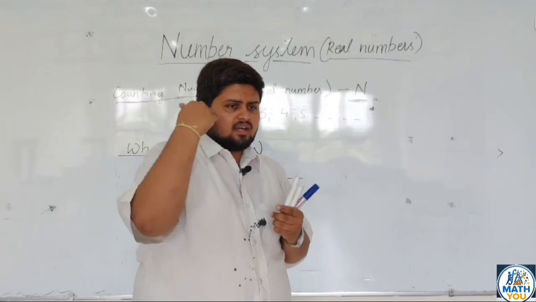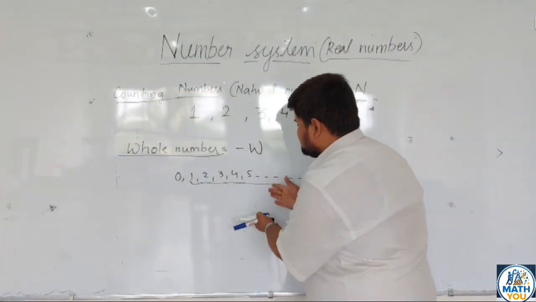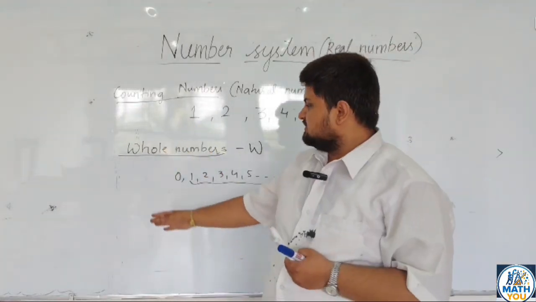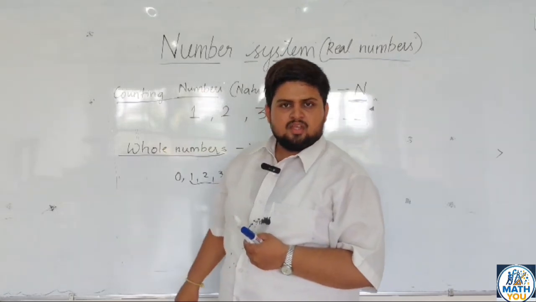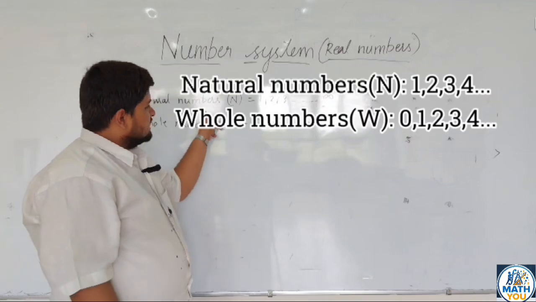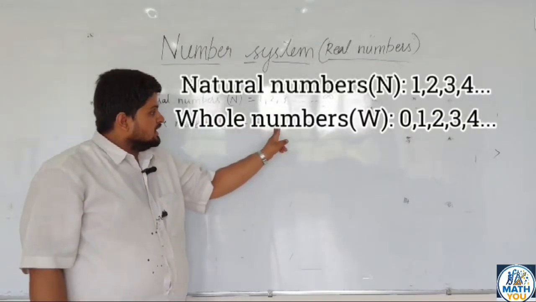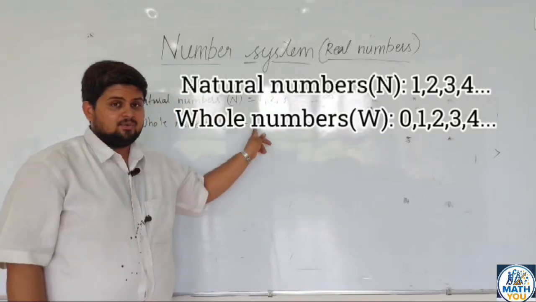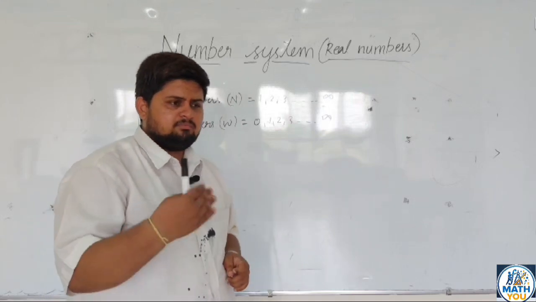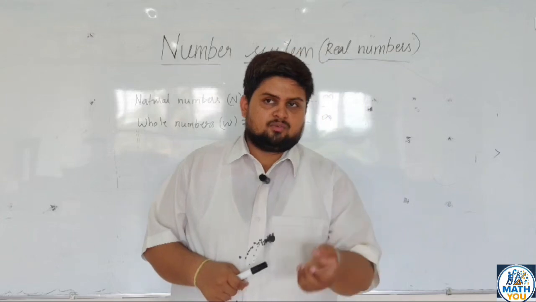As technology advanced and humans advanced in their levels, they were still not satisfied with the system of numbers they were having. Just now I gave you an example of half a chocolate. Similarly, let me give you one more example. Till now we had natural numbers, 1, 2, 3 up to infinity, and whole numbers, natural numbers along with 0. But as people advanced in their living, they were still not satisfied.